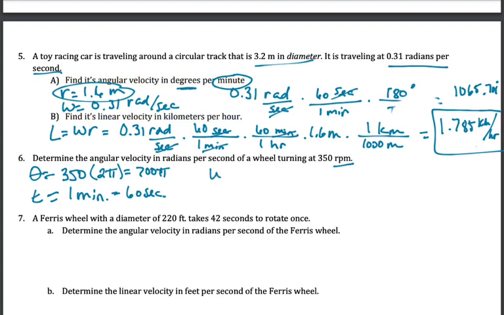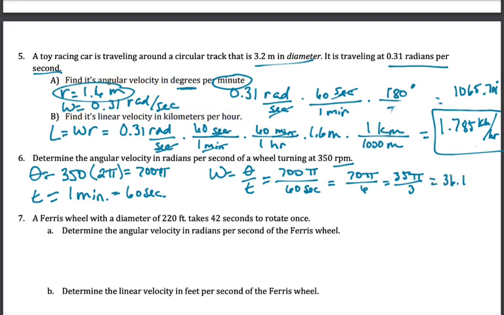All right, so angular velocity equals theta divided by time. So 700 pi divided by 60 seconds. And that's going to equal 70 pi over 6. That would be an exact answer. Or, I'm sorry, that would actually simplify to be 35 pi over 3. And as a decimal, that would be 36.651. Again, that's radians per second. Okay, let's do another example.